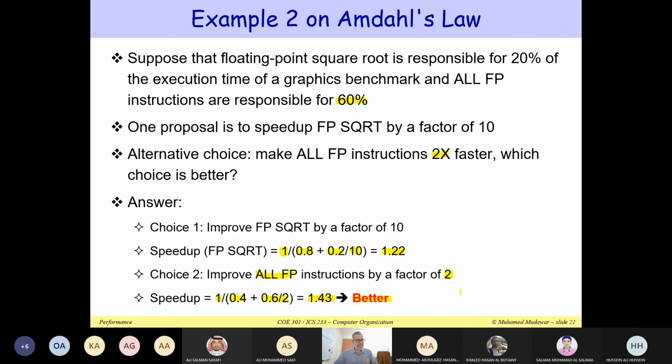Okay, so therefore it is better here to improve all the floating point instructions by a factor of 2, which are responsible for 60% of the execution time, rather than improving only the floating point square root by a factor of 10x. Okay. So that was an example on Amdahl's law.